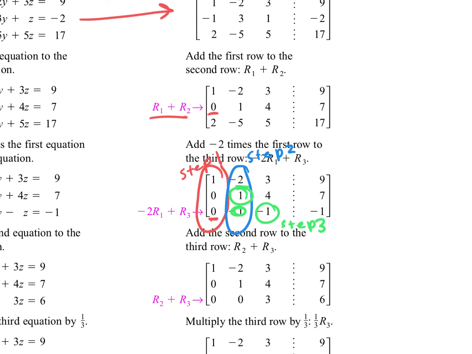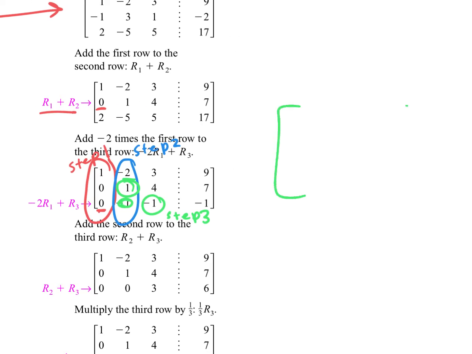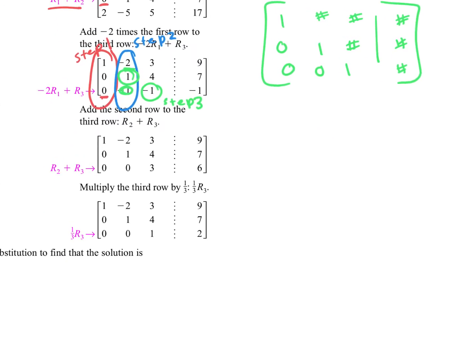So remember, we need a diagonal of 1s, so it'll look like this. 1, 1, 1, and then zeros below it. And then some number above. And numbers as our constants also. So this is our goal. So that's what they did here. They got a diagonal of 1s and zeros below it.